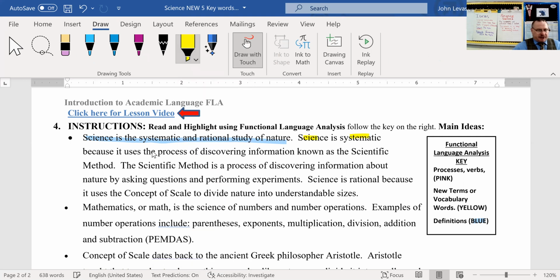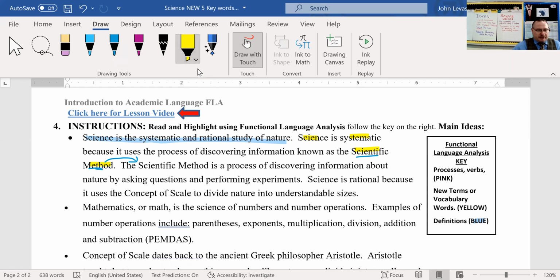Science is systematic because it uses the process of discovering information known as the scientific method. The scientific method is a process of discovering information about nature by asking questions and performing experiments. Notice that the end of that sentence introduced a new topic, and that new topic was scientific method. And then the next sentence begins with scientific method, and you define it. It's defined there for you. Introduce an idea, follow with the definition.